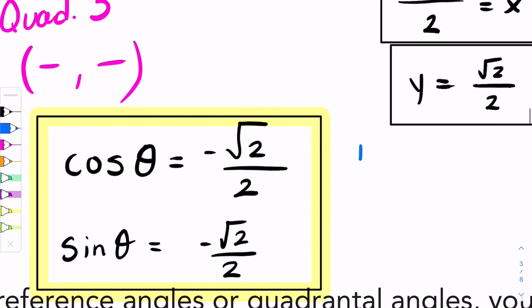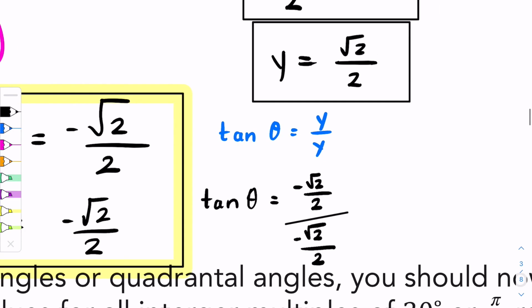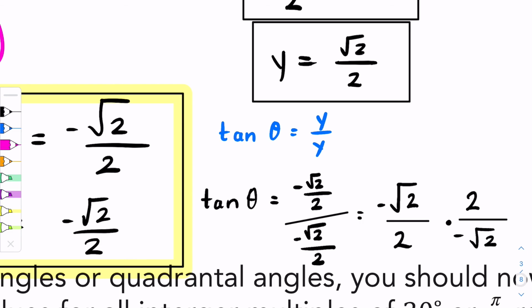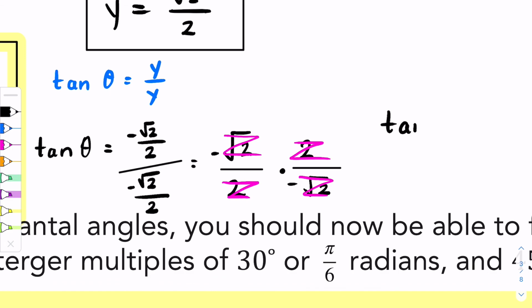To find the tangent value, tangent of theta is going to be y over x. When I substitute in the values for this example, I have negative square root of 2 over 2 divided by negative square root of 2 over 2. So we can multiply by the reciprocal. We have negative square root of 2 over 2, flip the second fraction, 2 over negative square root of 2. Here you're going to see that everything is eliminated, including the negative sign. So when we simplify our tangent of theta answer, our answer is just 1.